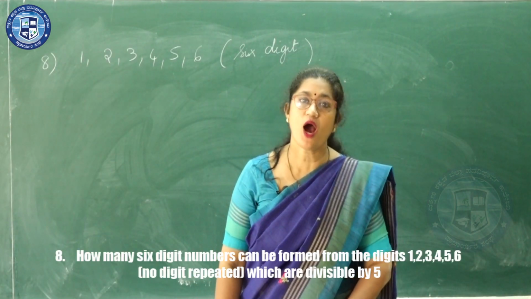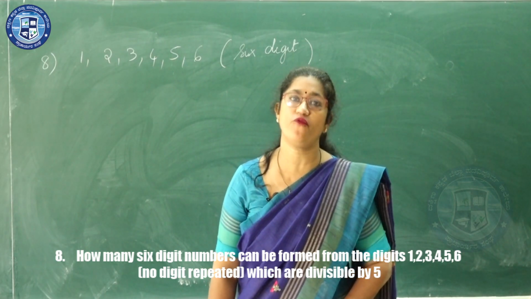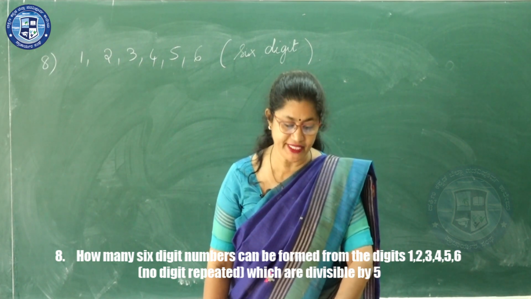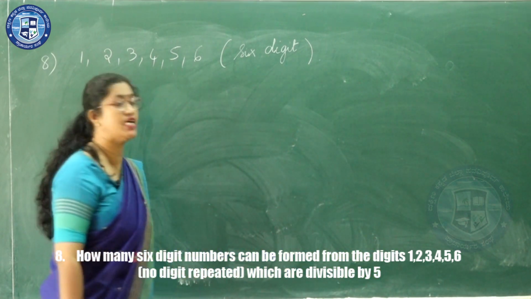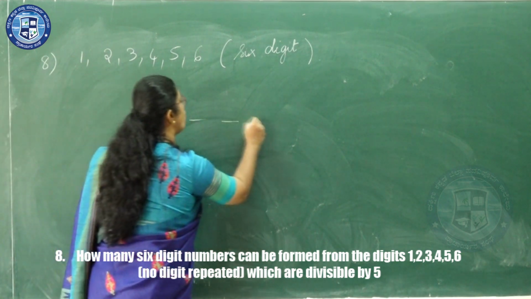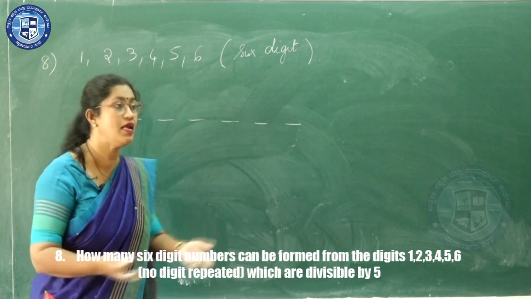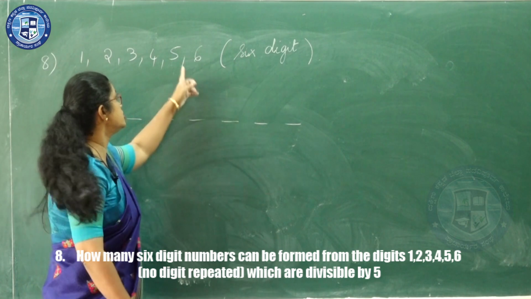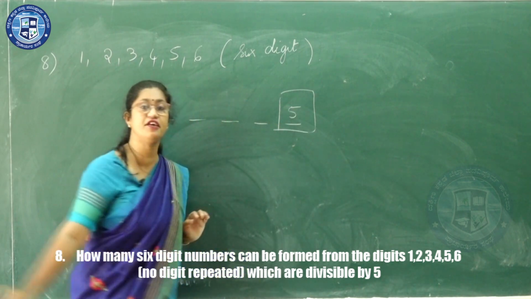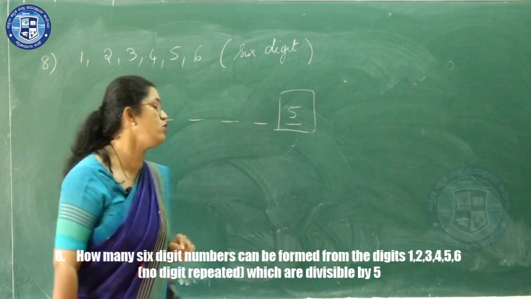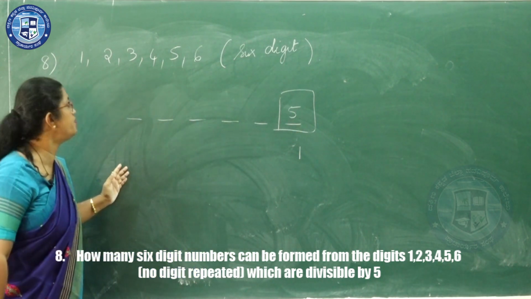Question 8. How many 6-digit numbers can be formed with the digits 1, 2, 3, 4, 5 and 6, no digits can be repeated, which are divisible by 5? 6-digit numbers which are divisible by 5. Divisible by 5 means the number should end with 5 or 0. Luckily for you, 0 is not there here. So the only option is the number should end with 5. So there's a restriction here and this can be done in only one way. So this is filled in only one way and there is no restriction for the other places.